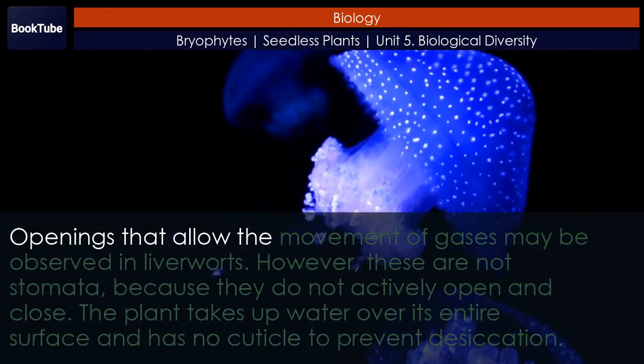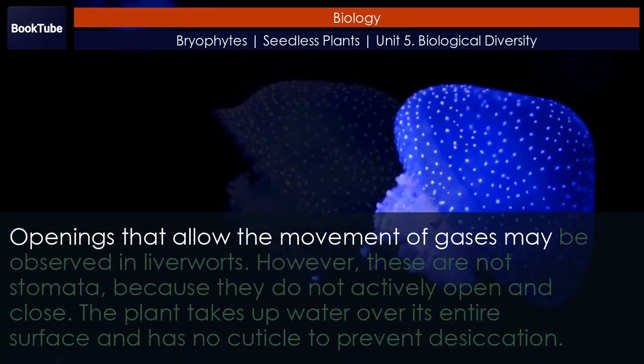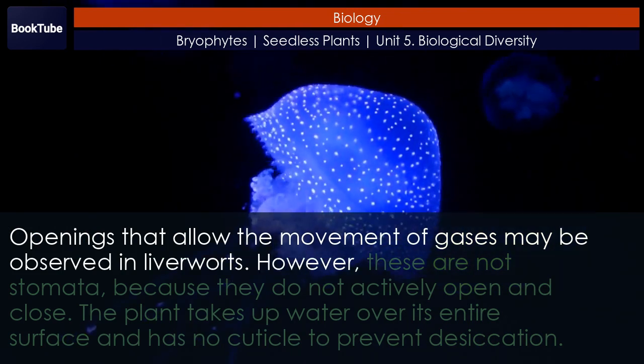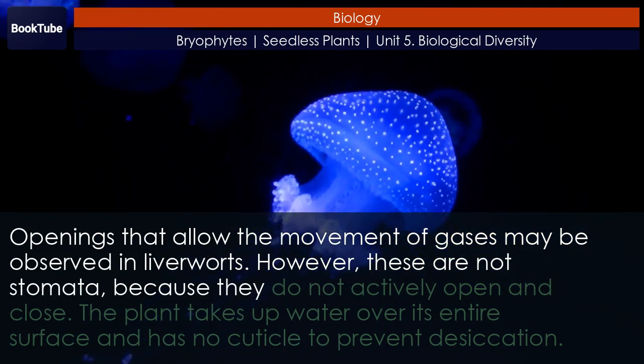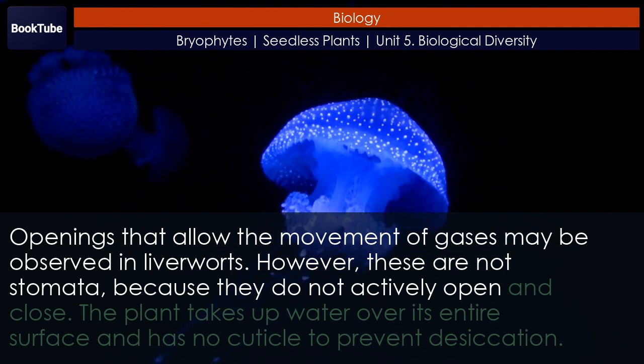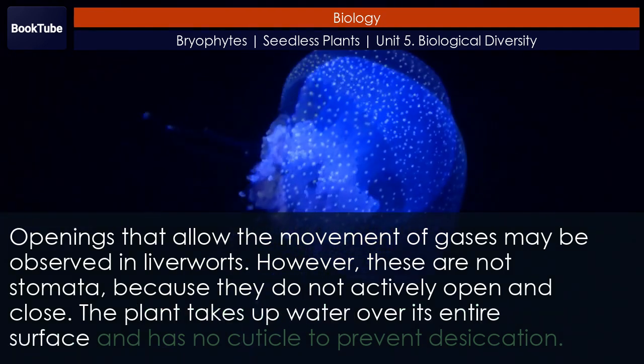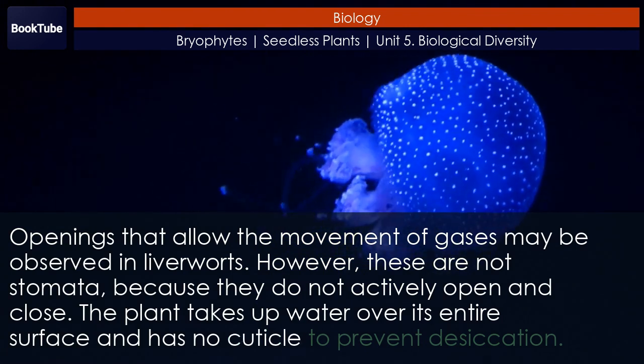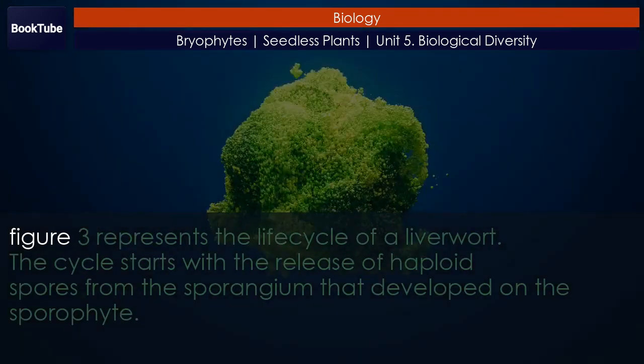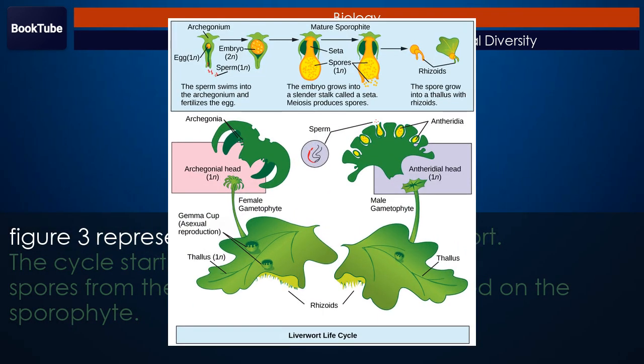Openings that allow the movement of gases may be observed in liverworts. However, these are not stomata, because they do not actively open and close. The plant takes up water over its entire surface and has no cuticle to prevent desiccation. Figure 3 represents the life cycle of a liverwort.